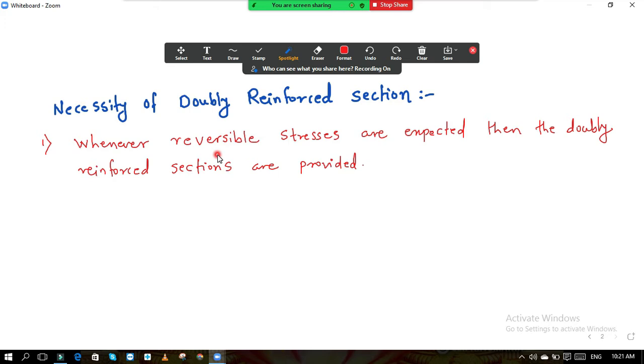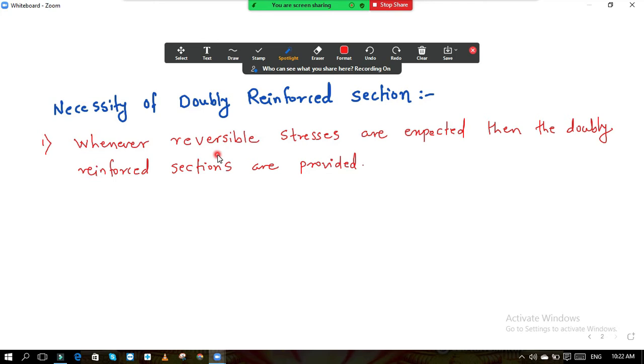So for a certain time frame, suppose the tension is at bottom and compression is at top. After passing that time frame, it reverses. The tension goes at top and compression comes at bottom. Now in this scenario, if you design a singly reinforced section, we generally provide the steel at bottom only, at the tension zone.